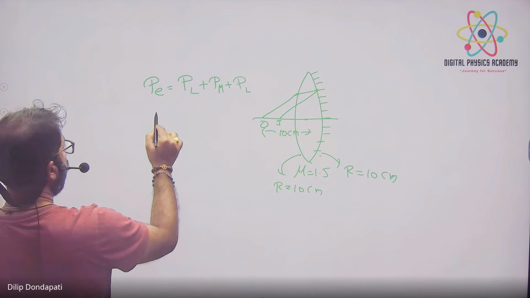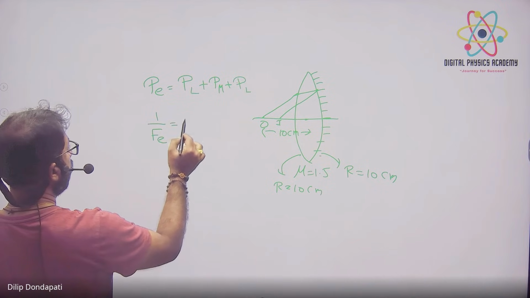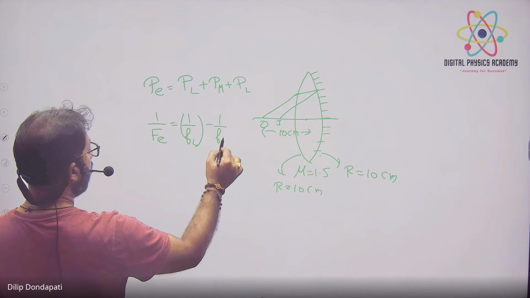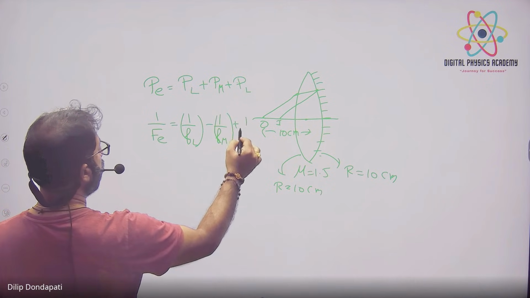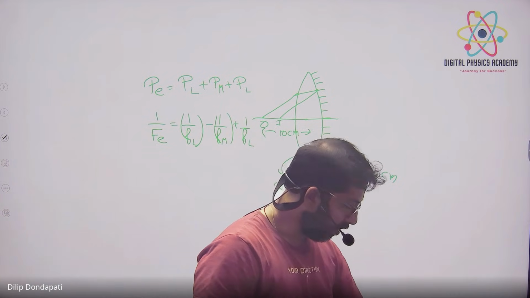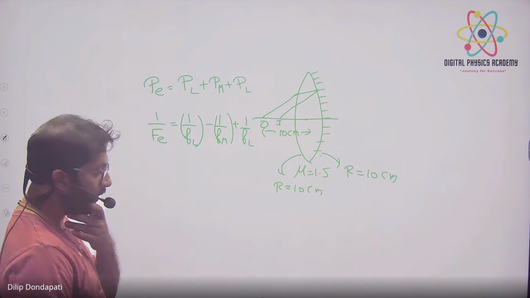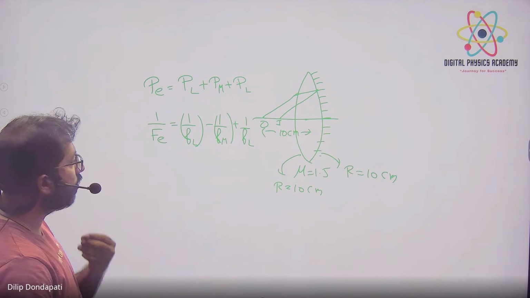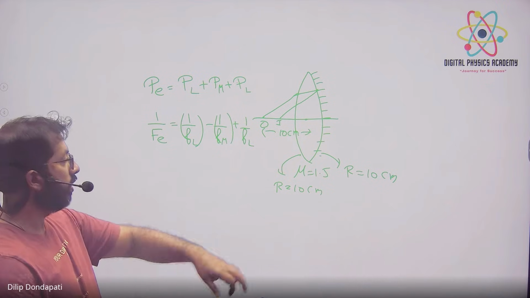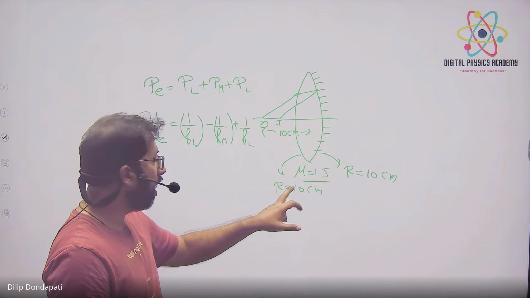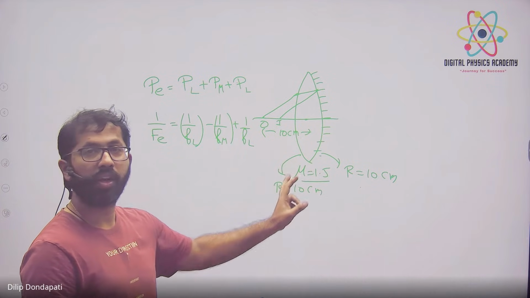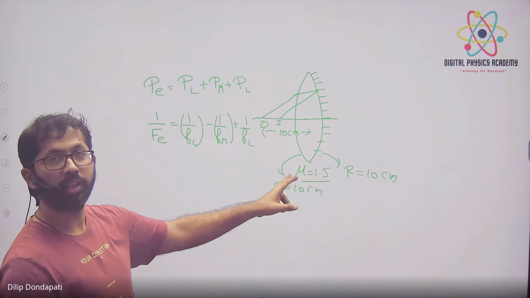And you know here 1 by f equivalent is equal to 1 by focal length of the lens minus 1 by focal length of the mirror plus 1 by focal length of the lens. Now solve. Now find the value. Now focal length of the lens मालूम है? No. But देखो, refractive index is given, R1 is given, R2 is given. How to find focal length of the lens? R1, R2 is given. लेंस मेकर फॉर्मूला यूज करके एफएल फाइंड करने का.